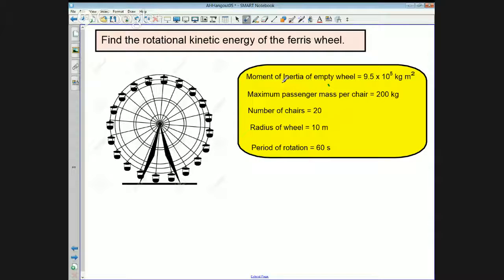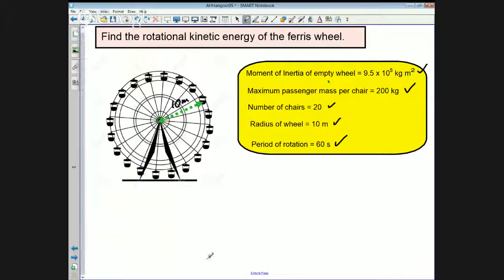We are given the moment of inertia of the empty wheel in kilogram meter squared. We're told the maximum passenger mass per chair, and the number of chairs is 20, and you can count them later on. We're told the radius of the wheel, from here out to here, is 10 meters, and the period of rotation is 60 seconds. From that information, we have to work out the rotational kinetic energy of the wheel.